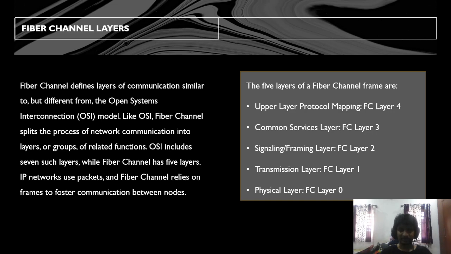The 5 layers of a fiber channel frame are upper layer protocol mapping, that is FC layer 4, common service layer, that is FC layer 3, signaling or framing layer, that is FC layer 2, transmission layer, that is FC layer 1, and physical layer, that is layer 0.